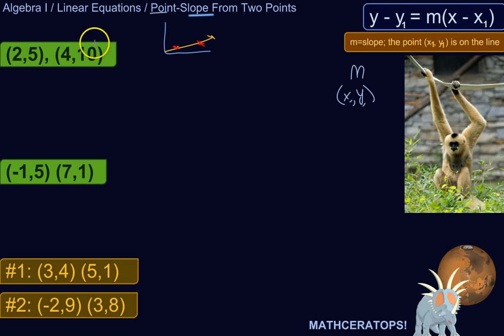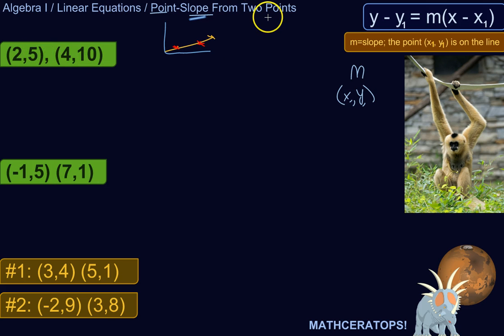All right. So you can use either one of these points for the point on your line, but you need to figure out what the slope is before you can write the point slope form. This is not the point form of linear equations. So let's find out what the slope is first.